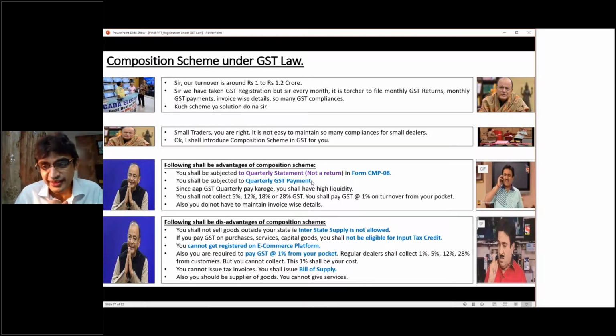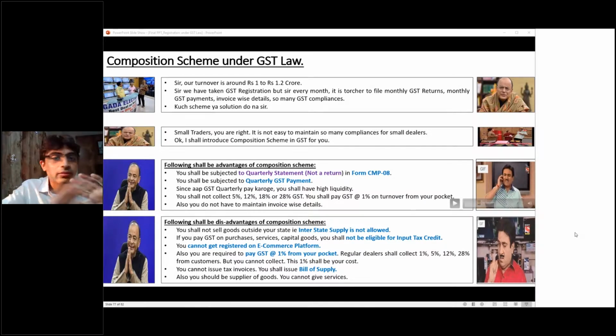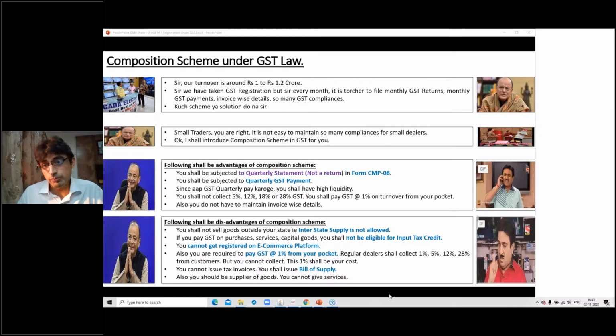Don't you think there are more disadvantages? Only, I cannot give services. This was the point, but there are some amendments for services which I will explain. Clear? So if I am in the composition scheme, I can sell only within the state. I cannot get registered on Amazon, Flipkart. On purchase, whatever GST I have paid, I will not get ITC. Fourth, I cannot collect, I have to pay 1% from my pocket. And I can give only goods, no services.